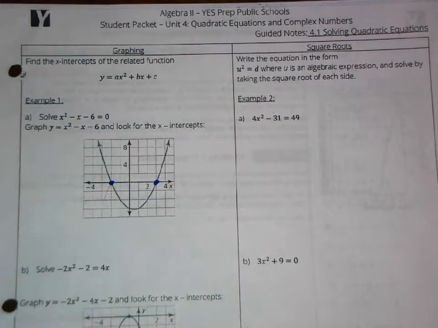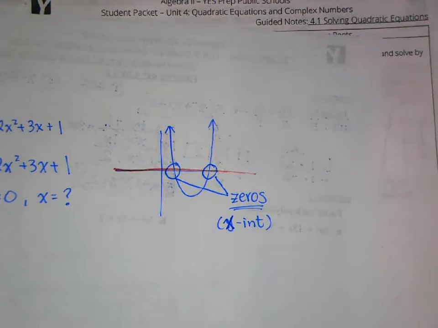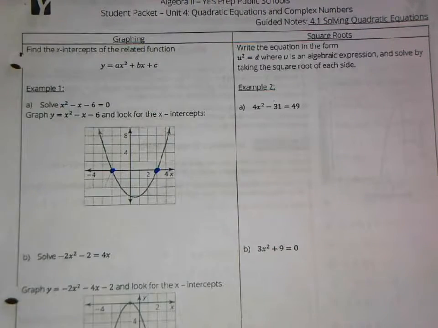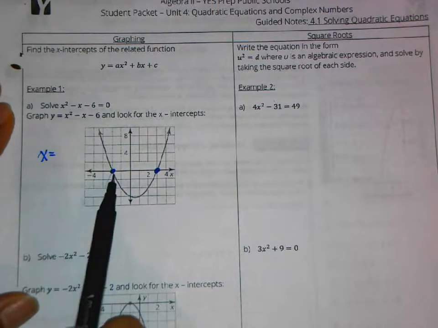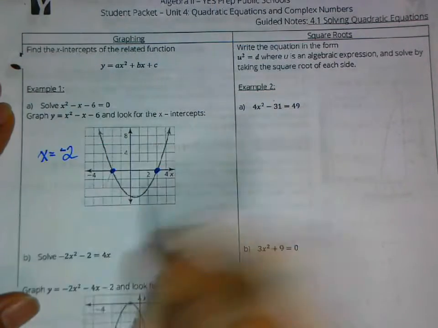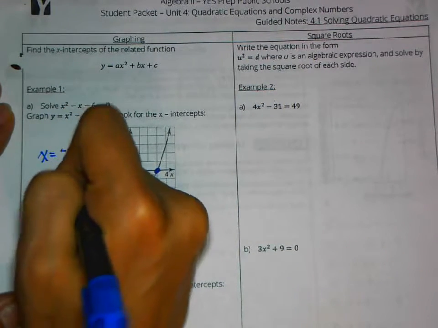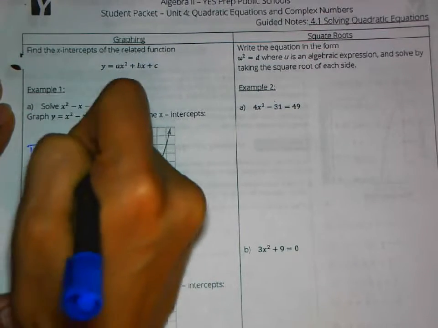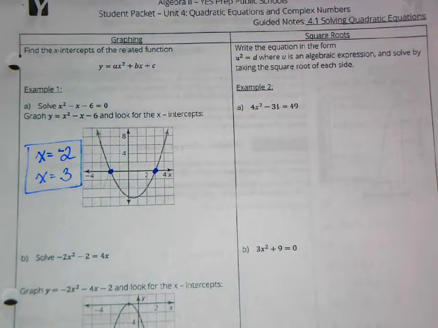I'm sorry, I should have fixed what I had said earlier. This is not the y-intercept. This is your x-intercept. So now if I'm looking at this, where are my x-intercepts? It is at x equals negative 2. There's another x-intercept at x equals 3. And you have just figured out the 2 x values when your y is equal to 0. And that is how you solve an equation by looking at a graph.